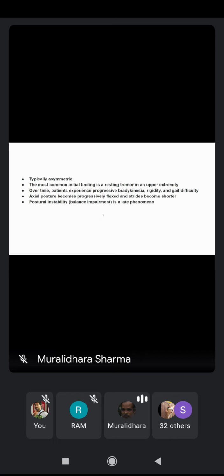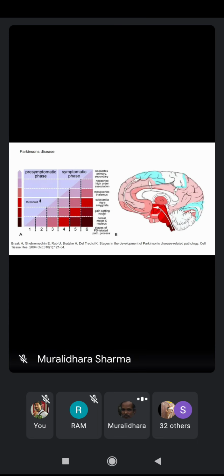Then, of course, the patient may have bradykinesia, rigidity, and gait abnormality, as you have seen in many patients. The typical posture is also common. So that's about the typical course of Parkinson's disease.